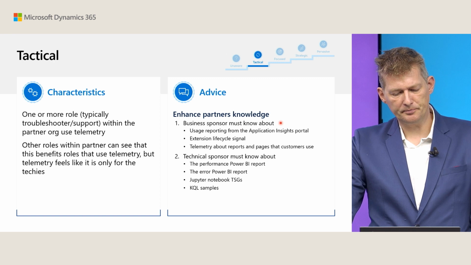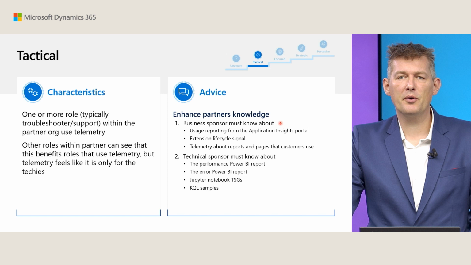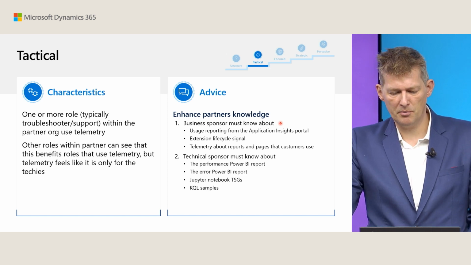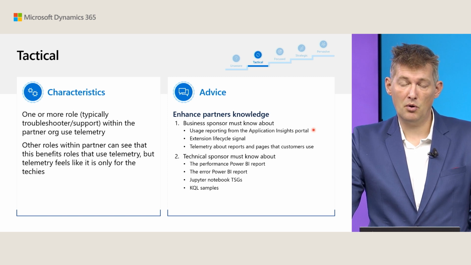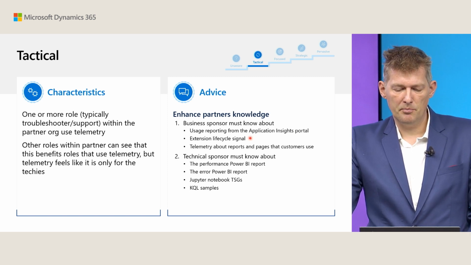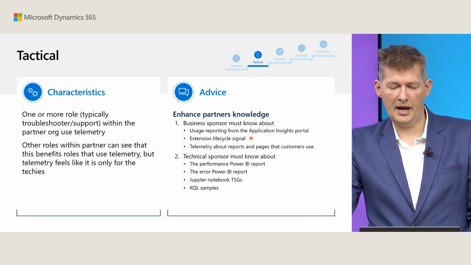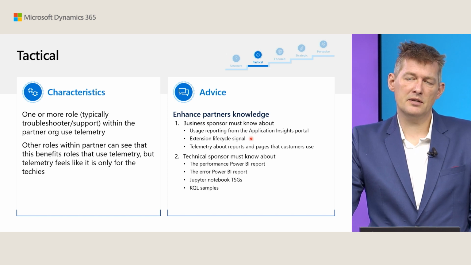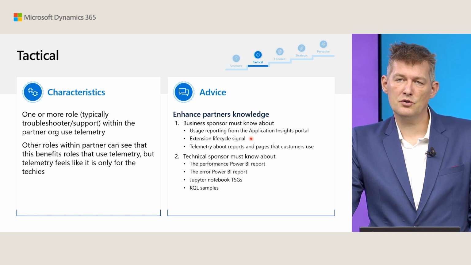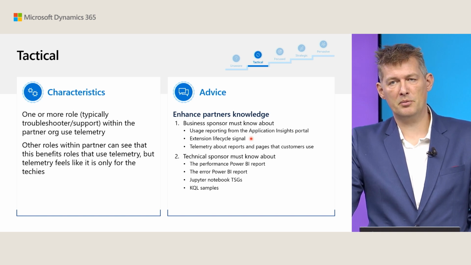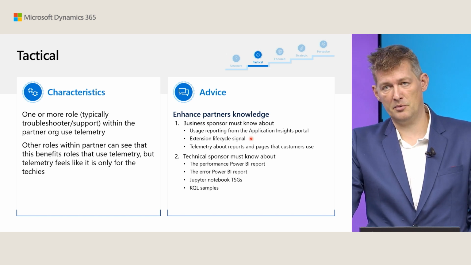So this is where, for the business sponsor, maybe you want to dive further into telemetry. Maybe know more about usage reporting in the portal of Application Insights. Maybe know about, if you're a product owner for an app, what is the extension lifecycle that you get? What are the failures or the install failures or the upgrade performance problems that you have? You can get that in telemetry instead of asking partners about it.